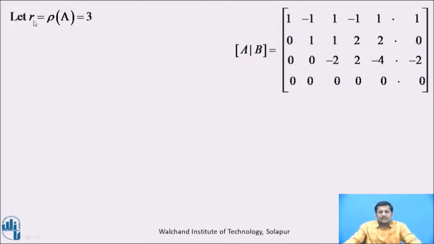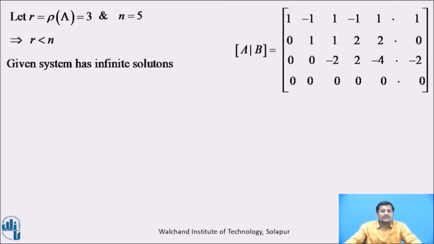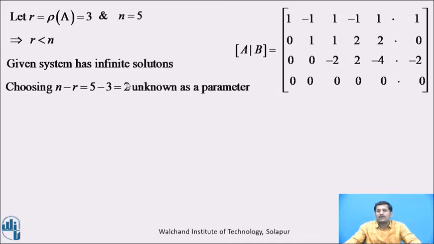Here the rank of coefficient matrix A is 3, the number of unknowns is 5. We can easily see that R is strictly less than N. It means that the given system has infinitely many solutions. To find these infinitely many solutions, we have to choose N minus R unknowns, that means 5 minus 3, that is 2 unknowns out of 5 unknowns as the parameters. To choose those 2 unknowns as the parameters, we have to write down the system of equations from this echelon form. First row will provide us one equation like this.